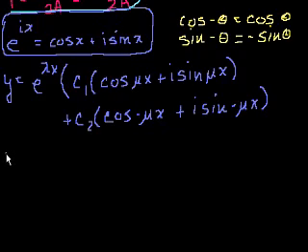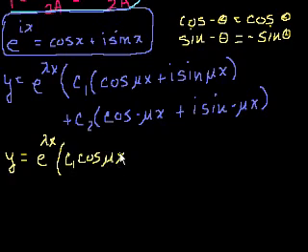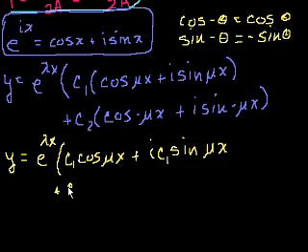So we get y is equal to e to the lambda x times, and we could actually distribute the c1 too, so times c1 cosine of mu x plus i times c1 sine of mu x, plus, all of this is in this parentheses right here, plus c2.